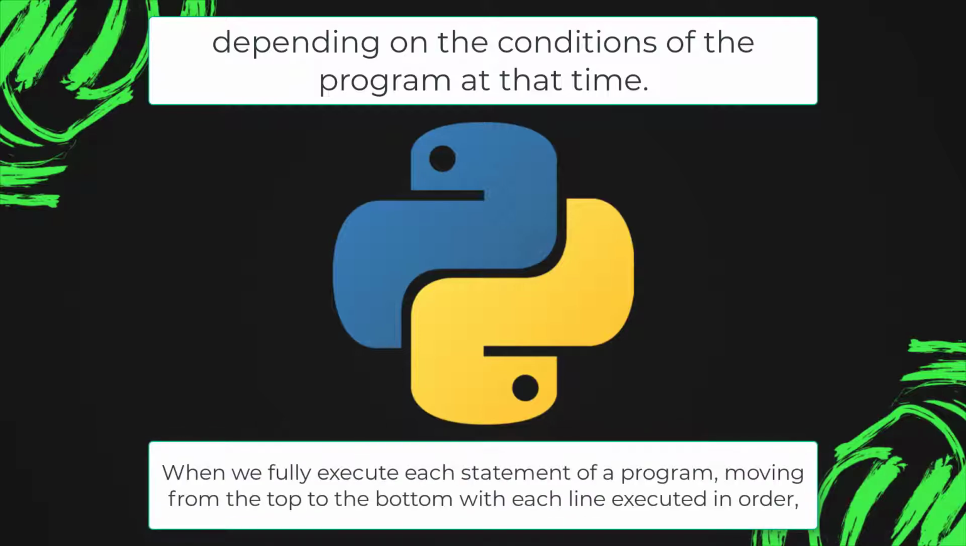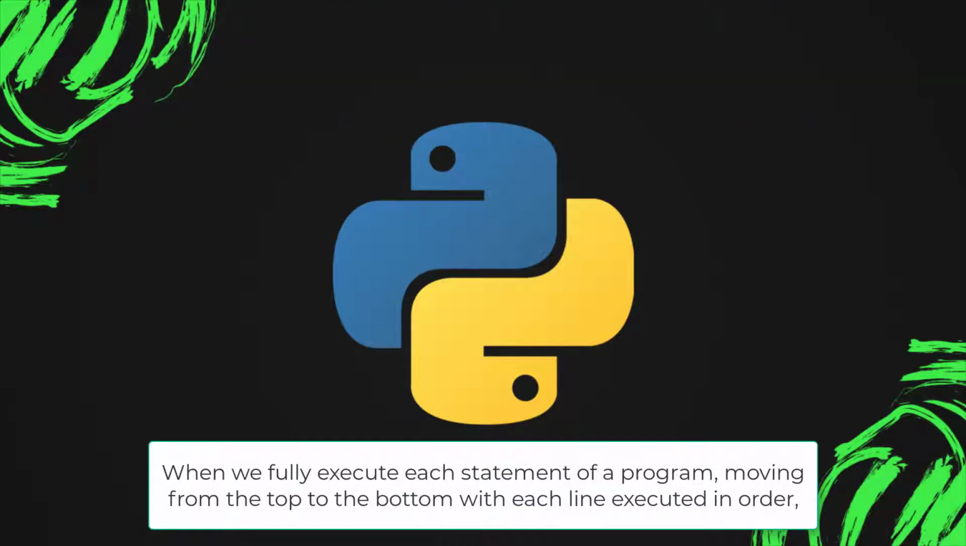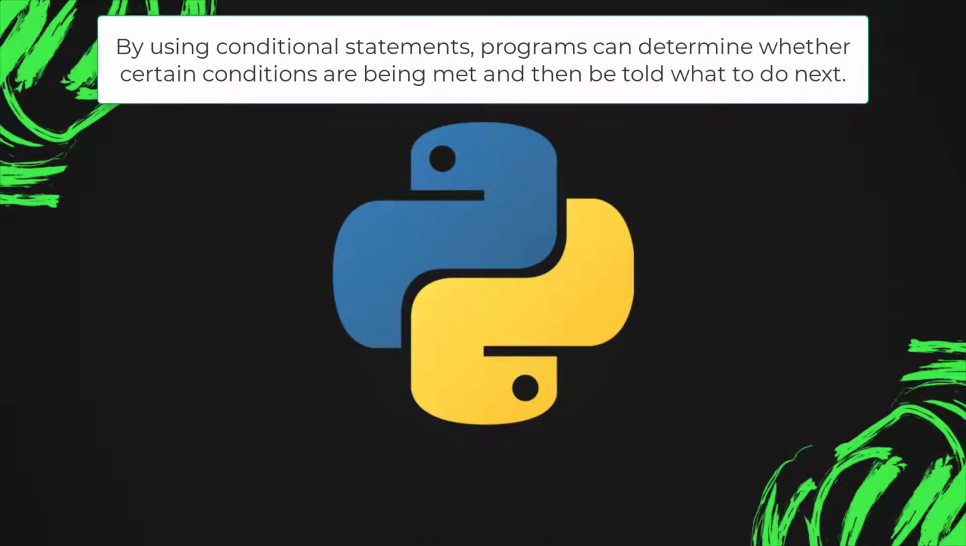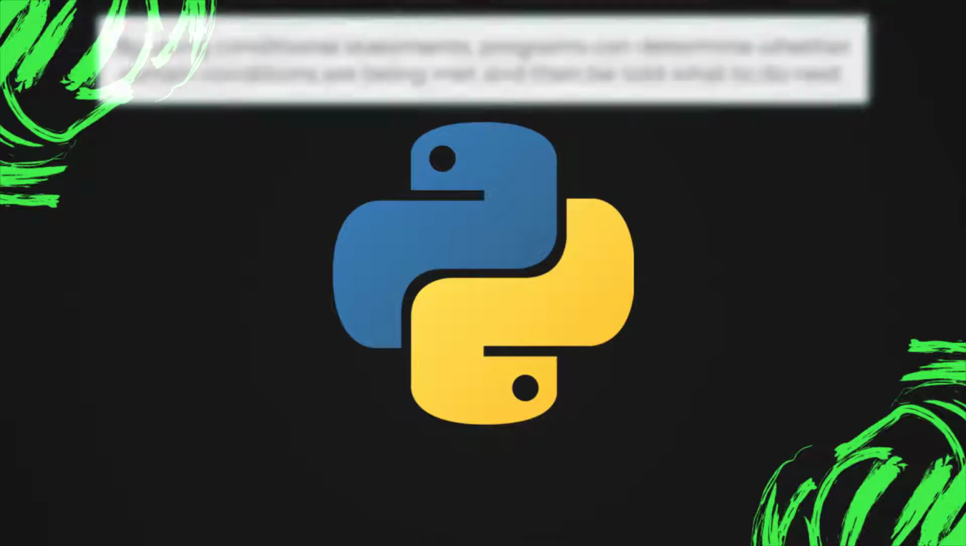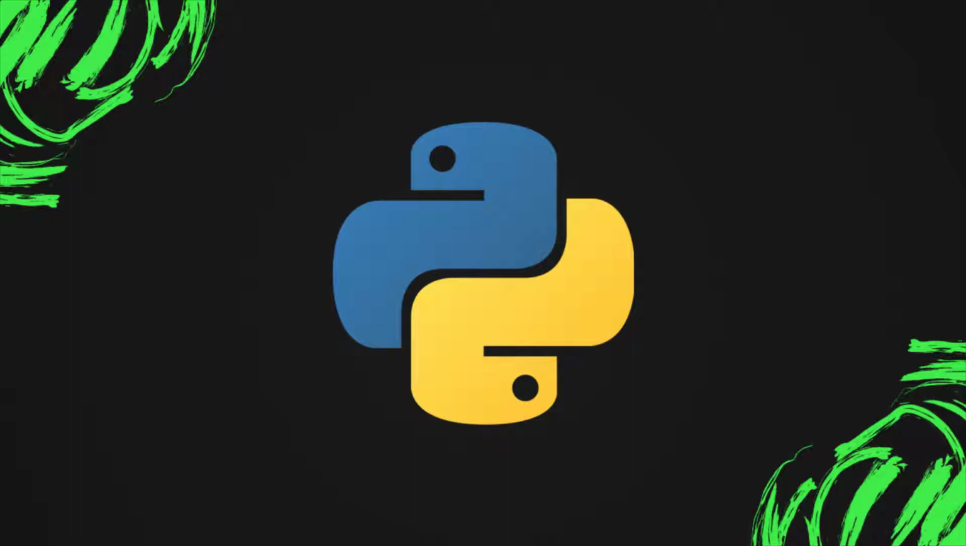When we fully execute each statement of a program, moving from the top to the bottom with each line executed in order, we are not asking the program to evaluate specific conditions. By using conditional statements, a program can determine whether certain conditions are being met and then be told what to do next. We will start with the if statement, which will evaluate whether a statement is true or false and run code only in the case that the statement is true.